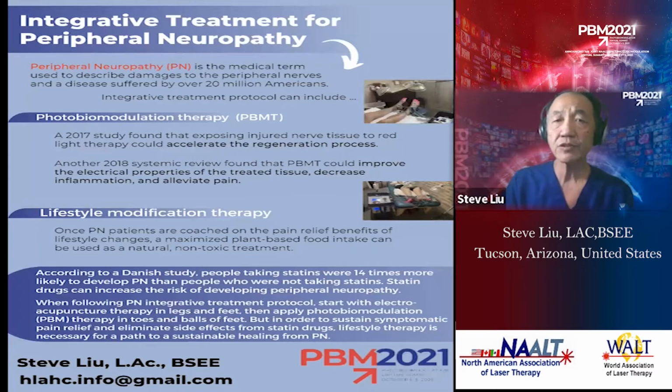I use a lot of lasers. So PBM is very important in treating peripheral neuropathy, because a 2017 study found that exposing injured nerve tissues to red light therapy can accelerate the regeneration process. Also, in another 2018 systematic review, they found that PBMT, photobiomodulation therapy, can improve the electrical properties of the treated nerve tissues, decrease inflammation and alleviate pain.